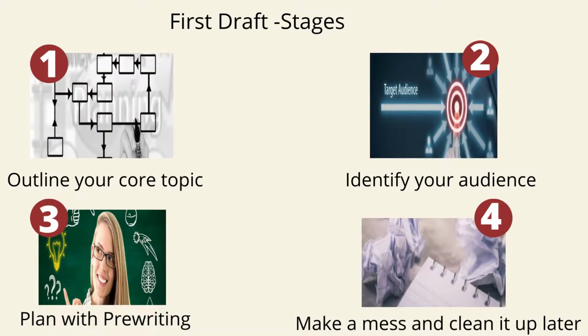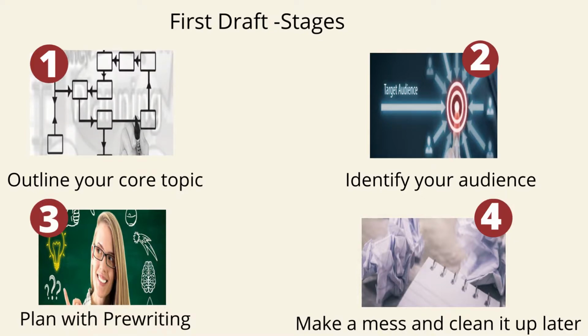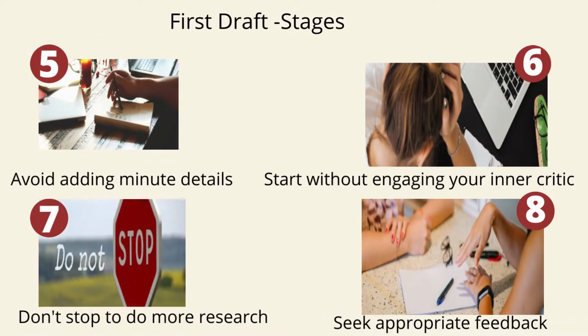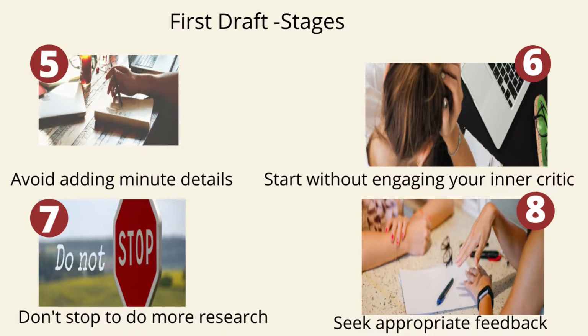In writing my first draft, here are some helpful stages I follow. First, outline your core topic. Second, identify the audience you want to target. Third, plan with pre-writing. Fourth, make a mess and clean it up later. Do not bother about the look of the draft at the beginning. Avoid adding minute details to your draft. Start without engaging your inner critic. Don't stop to do more research. Seek appropriate feedback from faculty and course mates.